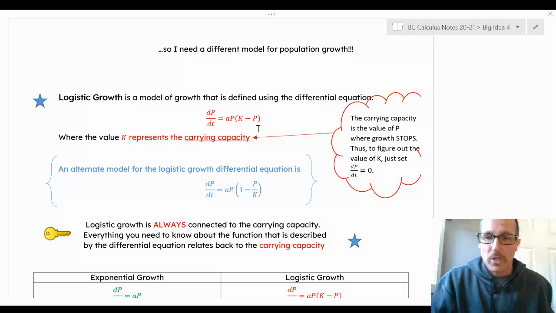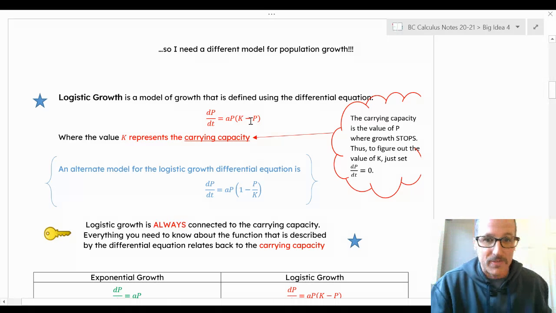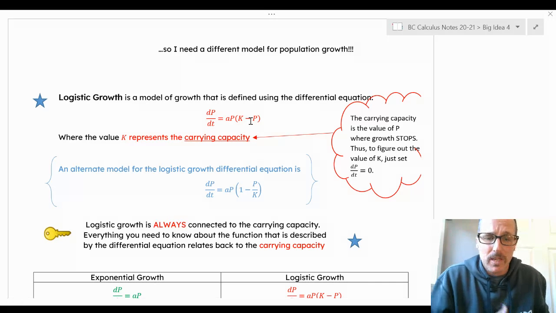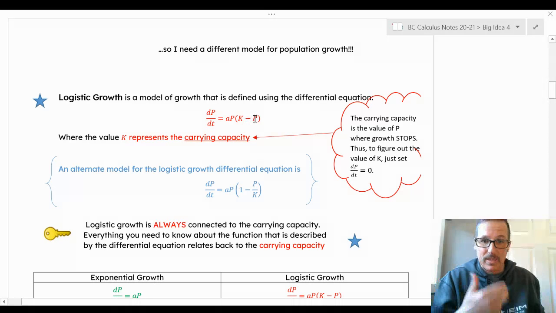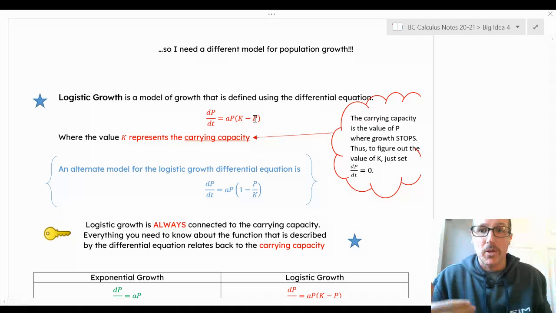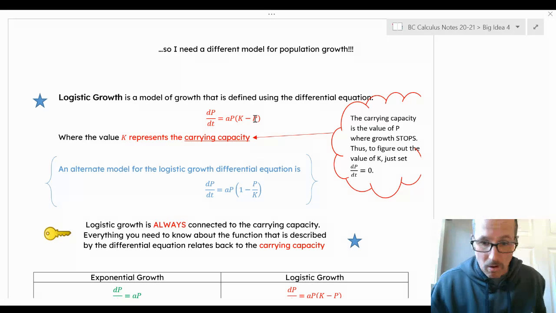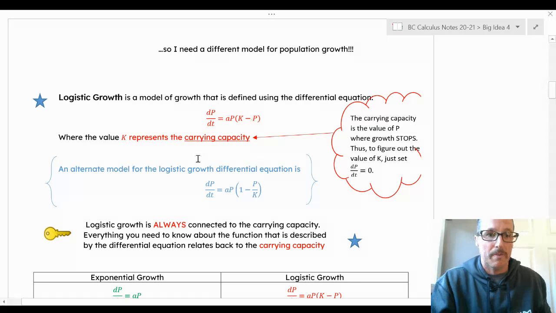Okay, so if you want to know what that carrying capacity is, it's pretty easy, right? It's what makes dP/dt equal to 0. If the population reached K, then you could simply plug that in for P, and you could see that K minus K would be 0, therefore dP/dt would be 0. So when you reach the carrying capacity, you don't grow anymore. Okay, so until you reach the carrying capacity, you're still growing.